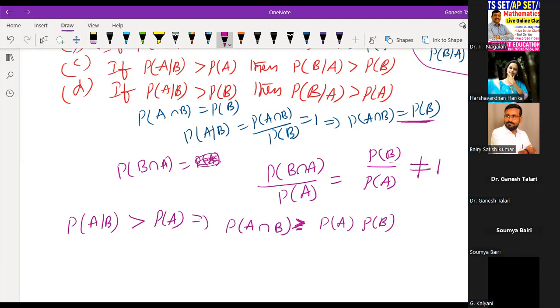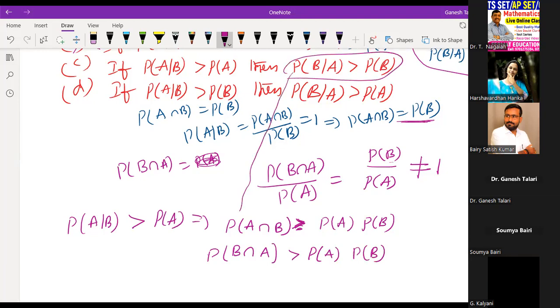Coming to the second one, probability of B intersection A is greater than probability of A into probability of B again. Even from this one also, you can write from this one also. This, probability of B intersection A. So both are the same. So this is the correct answer.